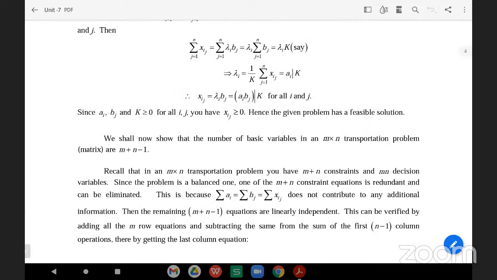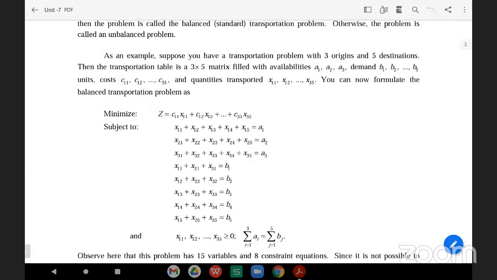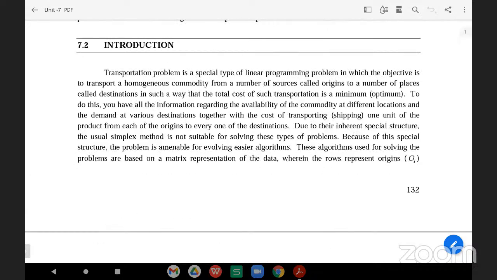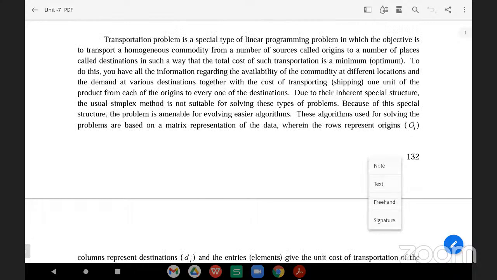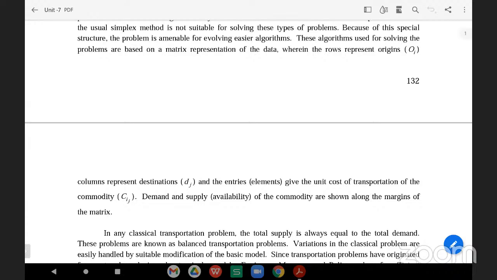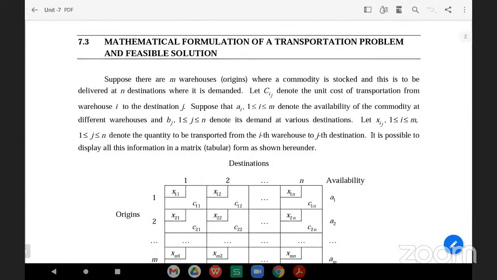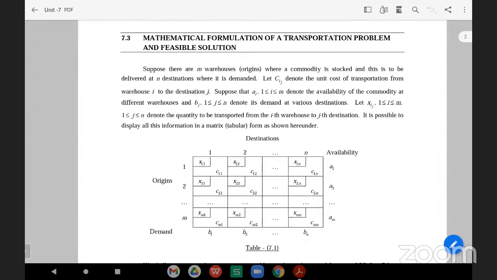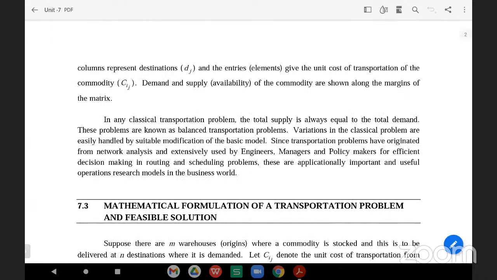Topic is, last class we discussed the assignment problem, completed. Now in this class, the traveling salesman problem and the transportation problem we will discuss. Transportation problem, Unit 7.